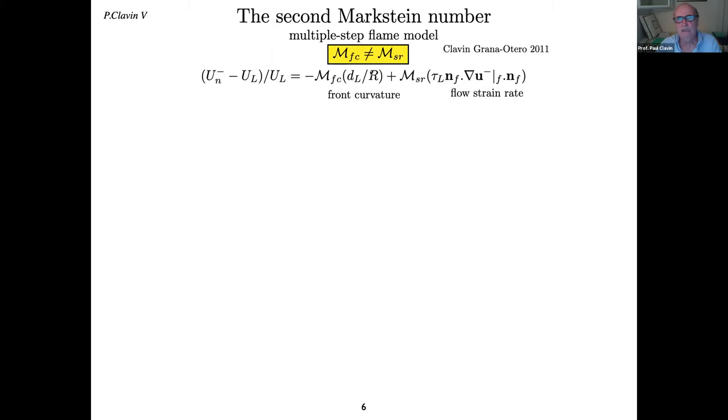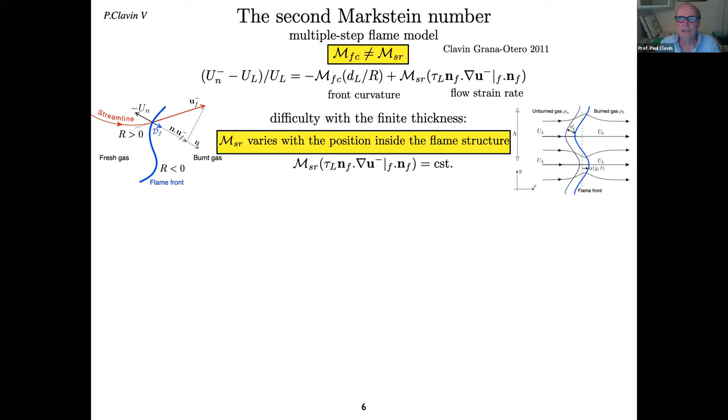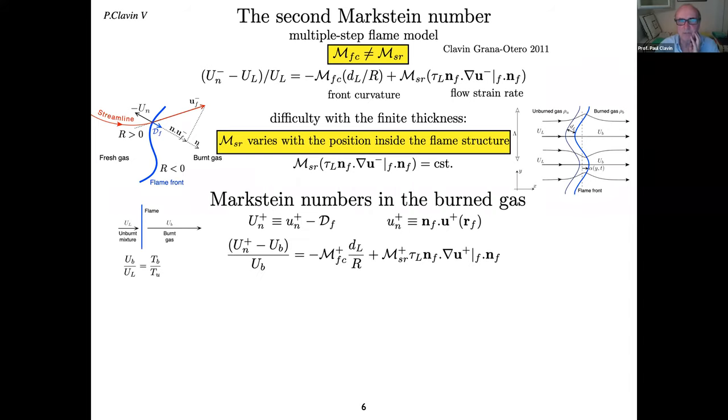It turns out that the two Markstein numbers being equal is a consequence of the model of one step in the large activation energy limit. So in a more general case, you have to consider two Markstein numbers that are different. And it was obtained by Matalon and others that they realized that the Markstein number here is sensitive to the place where you put the flame surface inside the flame thickness. So it varies. They have noticed that, and in fact, this is a general result that is obtained when considering multiple-step chemistry.